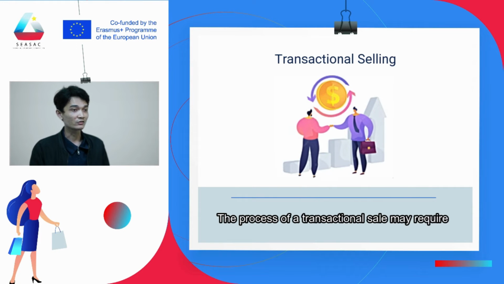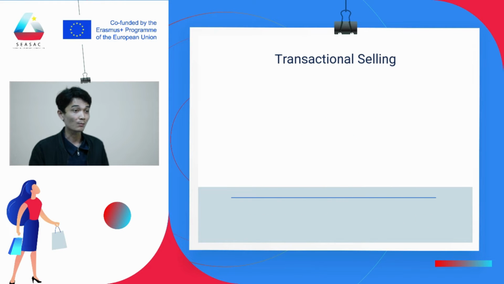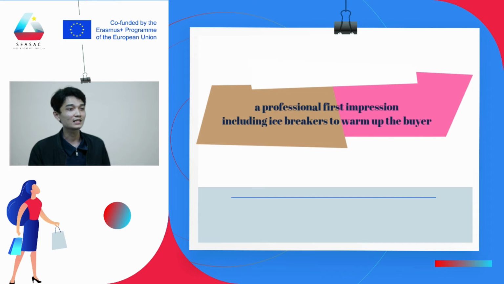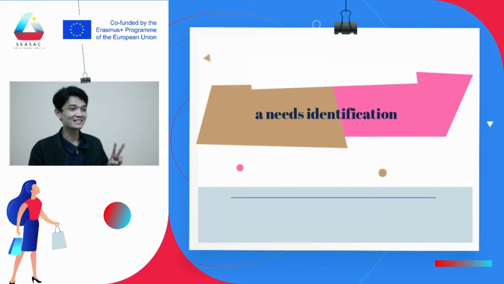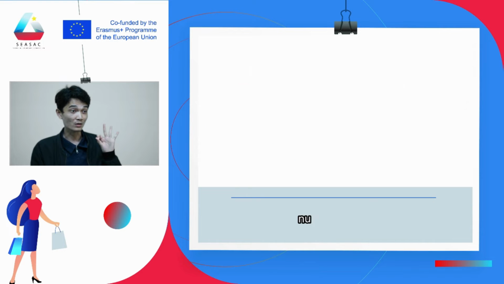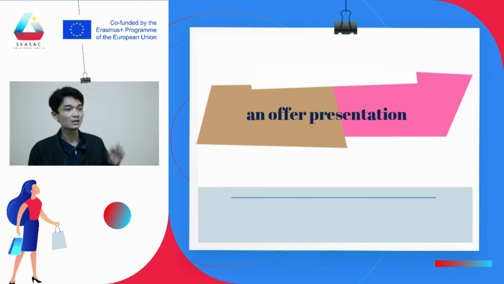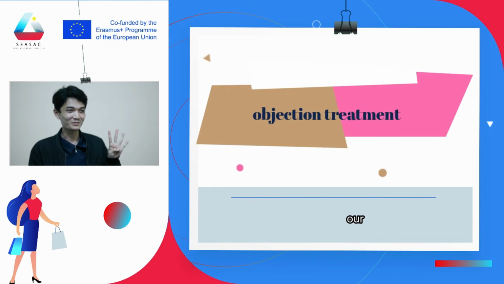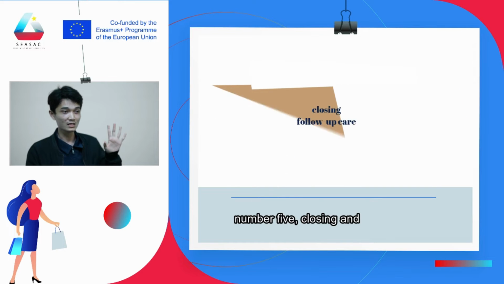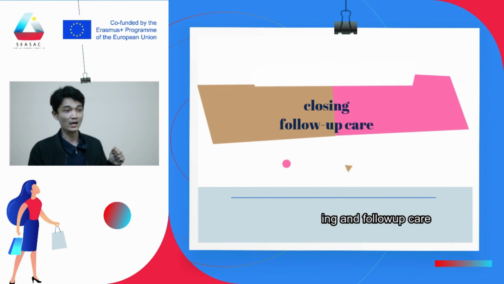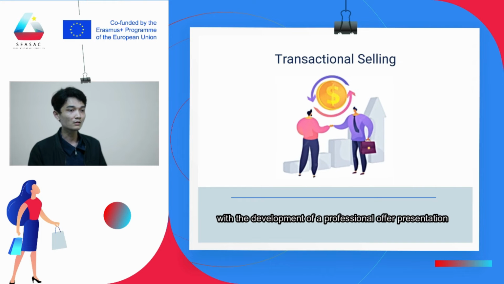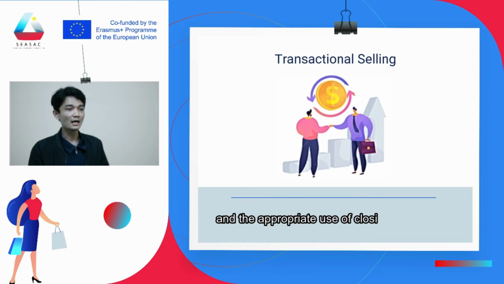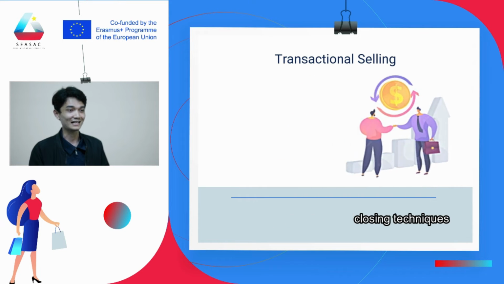The process of a transactional sale may require, number 1, a professional first impression, including icebreakers to warm up the buyer. Number 2, needs identification. Number 3, an offer presentation. Number 4, objection treatment. And number 5 is closing. And then we follow up with care. The salesperson becomes familiar with the development of a professional offer presentation, how to identify buying signals from the customers, and the appropriate use of closing techniques.